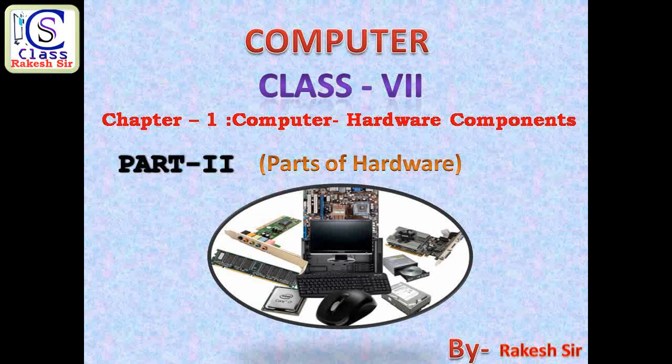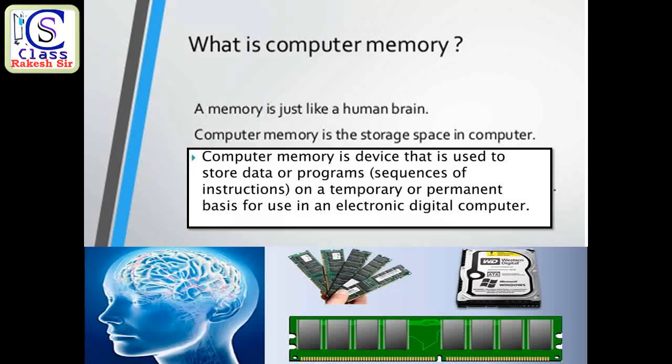So the first part of the internal hardware of a computer system is computer memory. What is computer memory? Memory is just like a human brain. As you know, a human always stores all the information in the brain for future usage. Same here, computer memory is a storage space where all the information is stored.